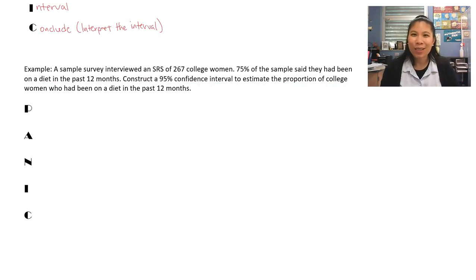Alright, so let's actually do this process with an example. We have a sample survey that interviewed a simple random sample of 267 college women. 75% of the sample said that they had been on a diet in the past 12 months. Construct a 95% confidence interval to estimate the proportion of college women who had been on a diet in the past 12 months. Keep in mind, when we are constructing a confidence interval, we're trying to estimate for a population based on the numbers that we got from our sample. So from our sample, we have a proportion of 75%. And we're trying to see what the true proportion is of all college women who've been on a diet in the past 12 months.